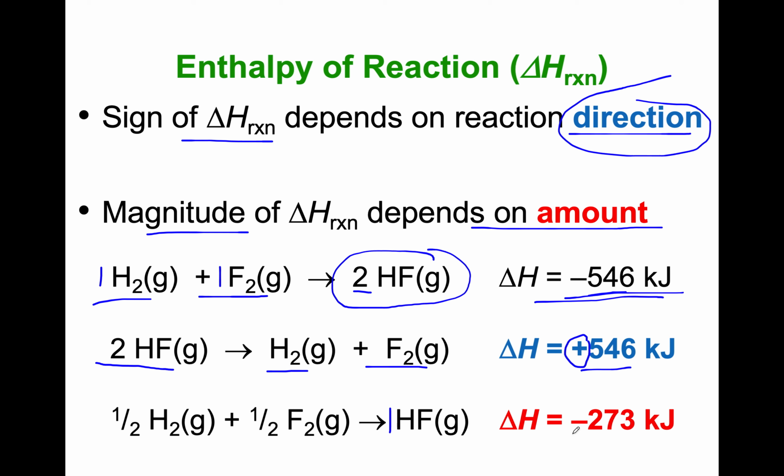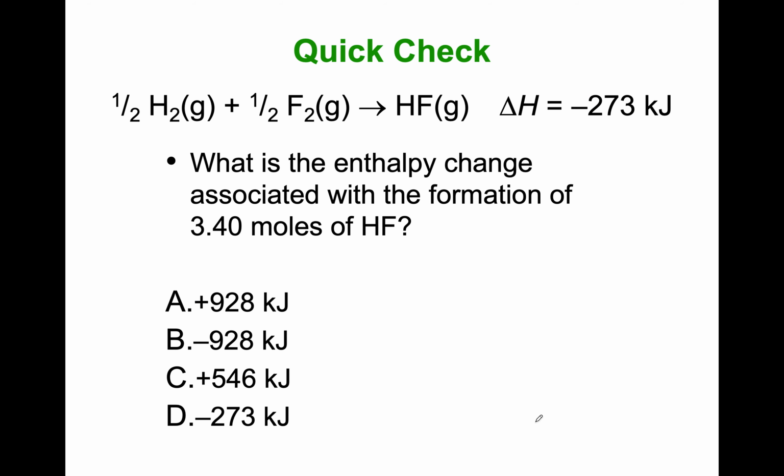So the enthalpy, the sign stays the same as up here, but it's half the value of that one because we have half as much. So go ahead and take a look here. What is the enthalpy change associated with the formation of 3.40 moles of HF?